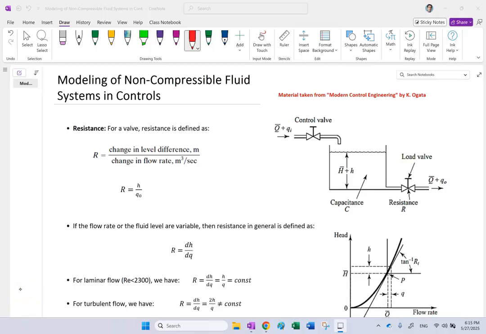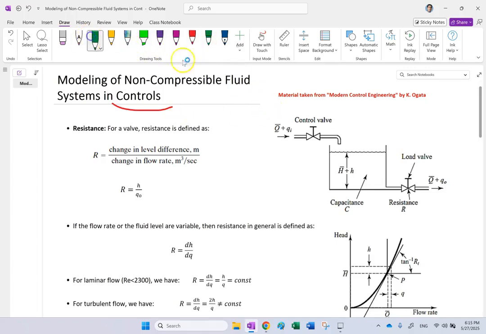Hello everyone. In this video, we are going to look at modeling fluid systems that have a non-compressible fluid. The goal is to create something like a transfer function, or look at the behavior of the system, specifically from the standpoint of the S domain and transfer functions. And the goal is to create those so we can use them in controls of the systems.